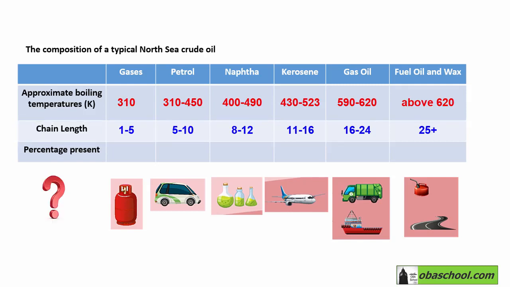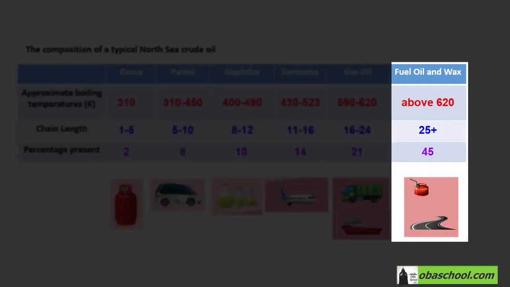The question now is, is the percentage present of each component equal? And the answer is no. The percentage of gases is 2%, that of petrol is 8%, we have 10% naphtha, 14% kerosene, 21% gas oil, and 45% fuel oil and wax. So we can notice that we have a high percentage in crude oil of fuel oil and wax. So mostly we will have a chain of more than 25 carbon atoms whose boiling temperature is above 620 Kelvin.